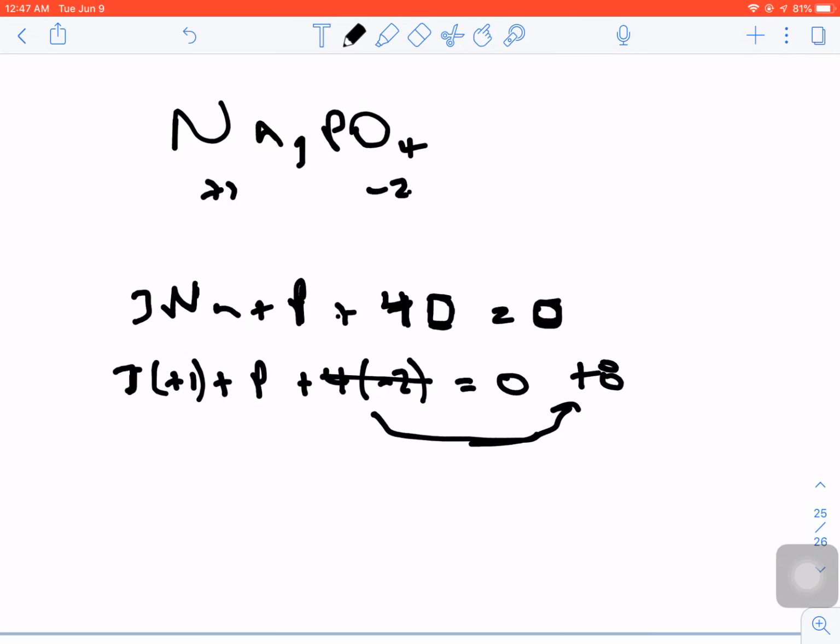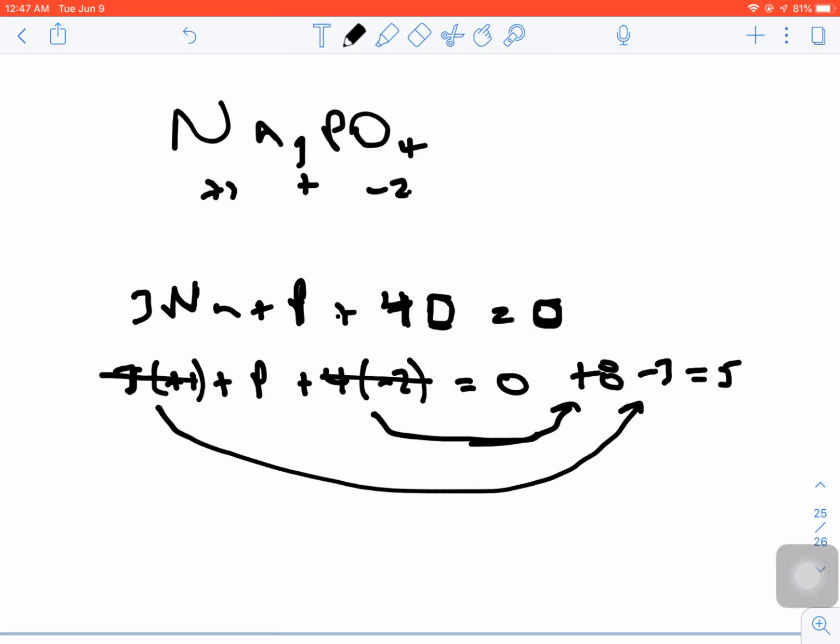I see 3 plus 1 over here. I'm going to scratch that out, which is 3, and bring it across as -3. So I'm left with P on the left side, and on the right I'm left with 8 minus 3, which is 5. So my phosphorus here is going to be +5. So the sodium was +1, the phosphorus was +5, and the oxygen was -2 always.